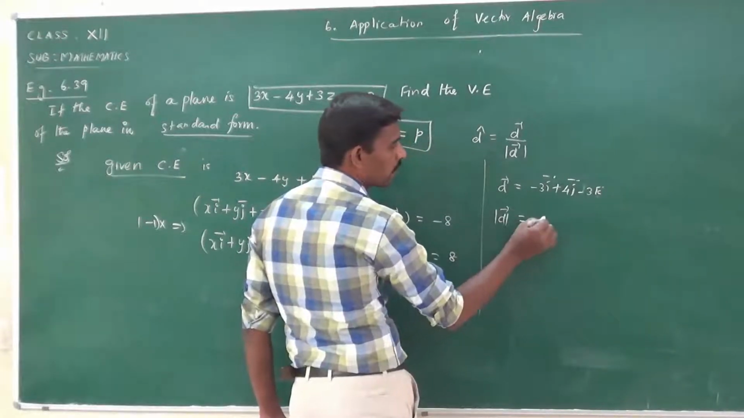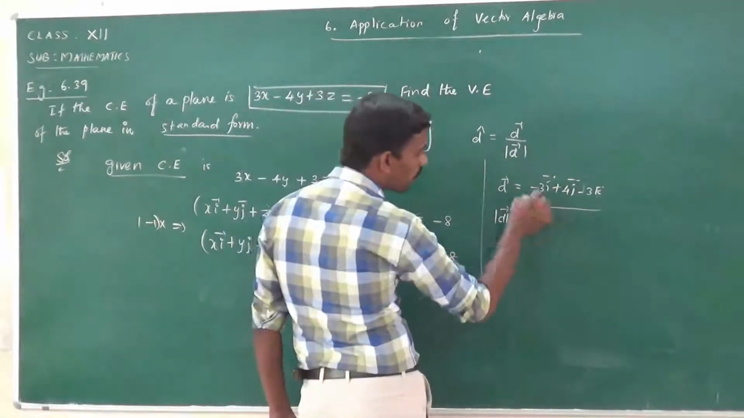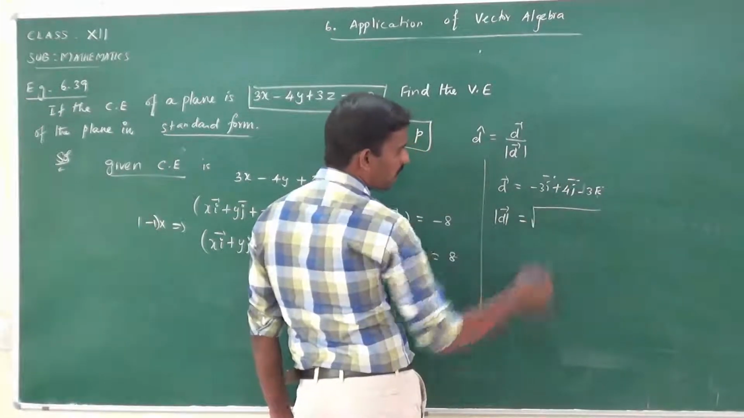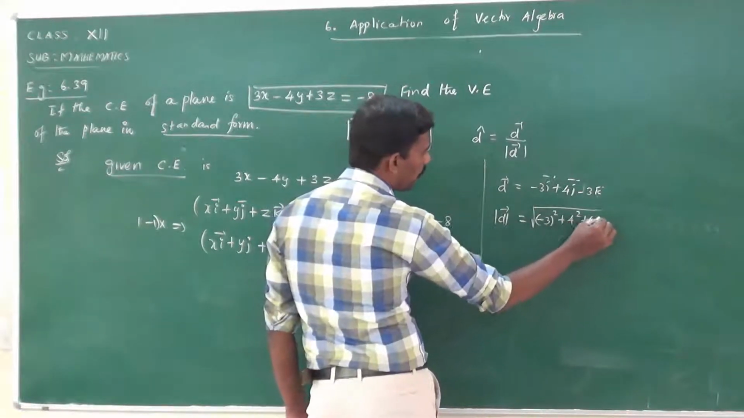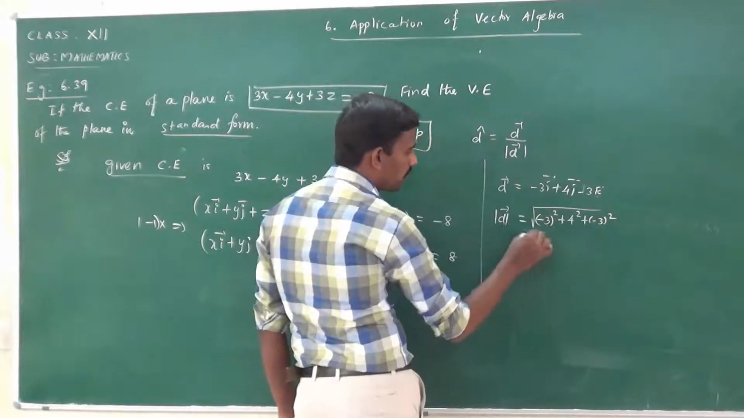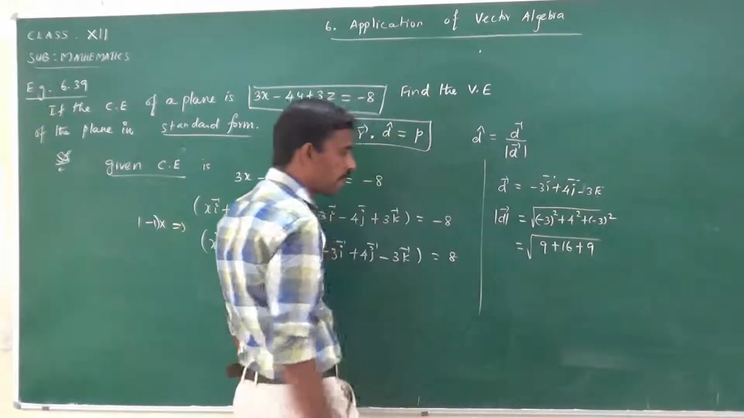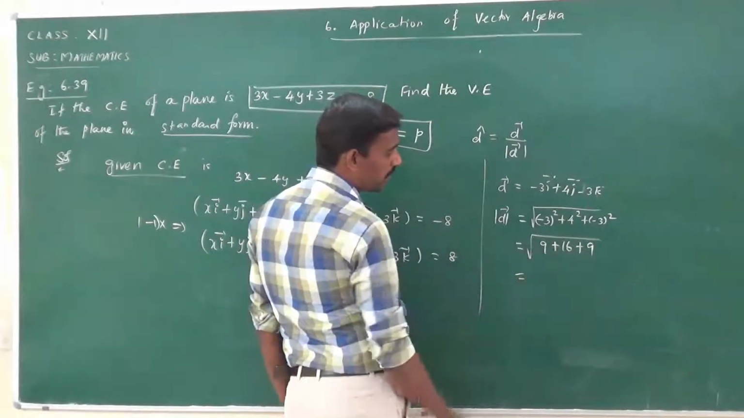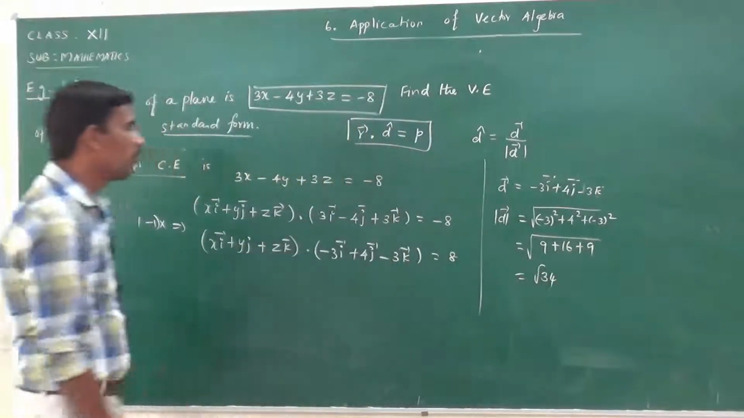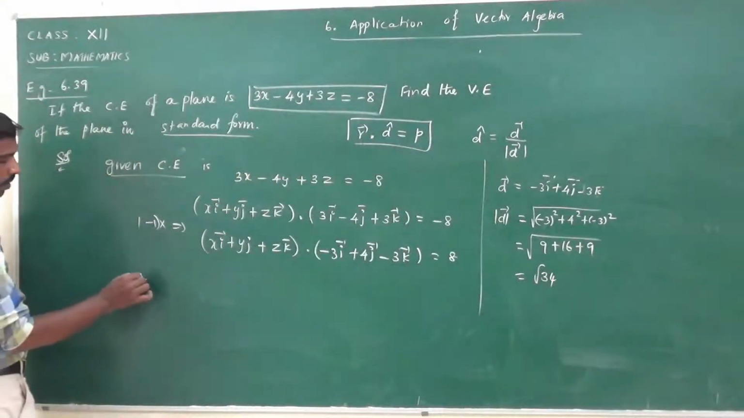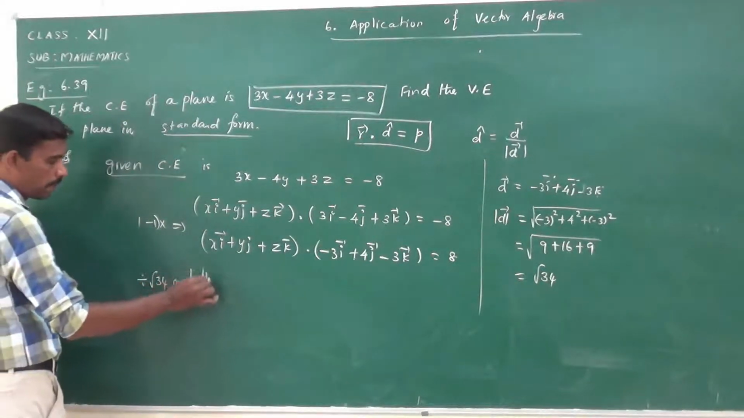What about the magnitude of d vector? For the magnitude we take the squares of the values of the i, j, k components. That is minus 3 the whole square plus 4 square plus minus 3 the whole square, which is equal to 9 plus 16 plus 9. Adding this, we get 34. So root 34. Now we have to divide by root 34 on both sides.